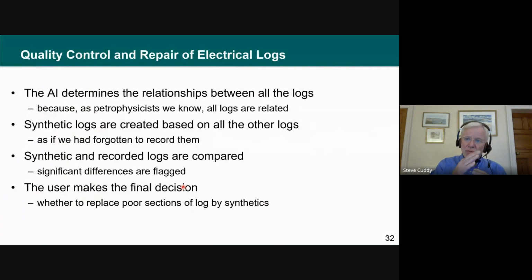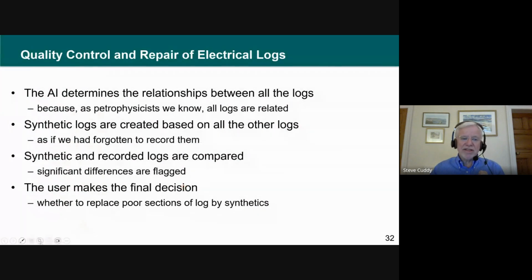So when the sonic log moves that way, the density log moves this way. And why? It's because they're both responding, say, to porosity. So we know all logs are related. The AI can do that precisely. It can find the relationship between all the logs you've given it.